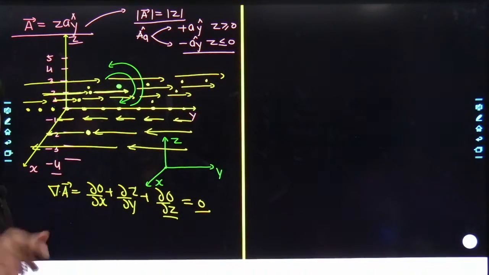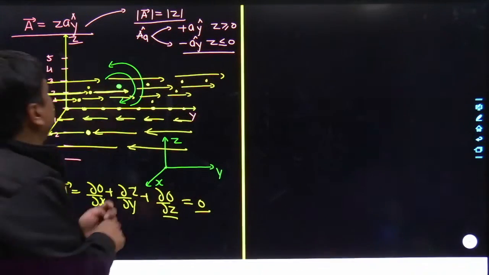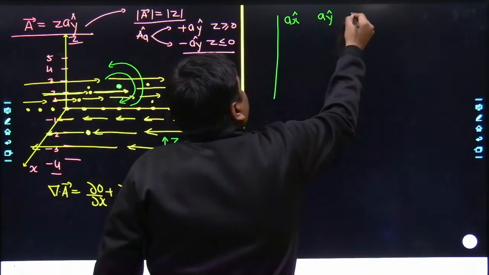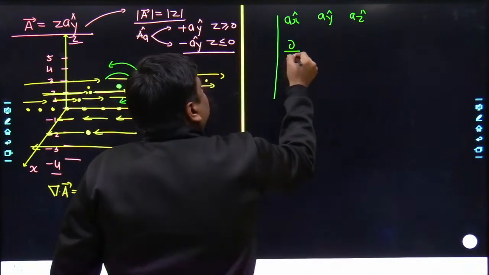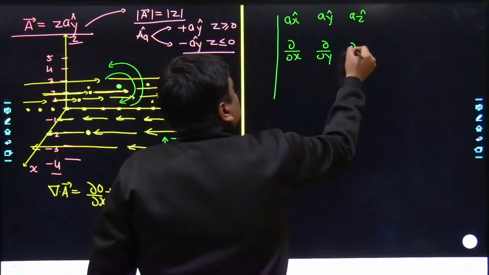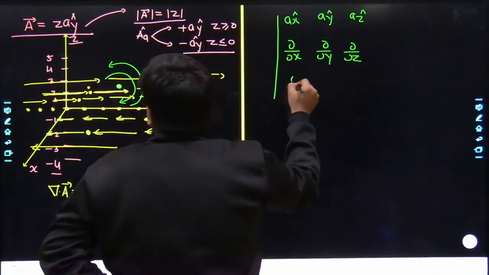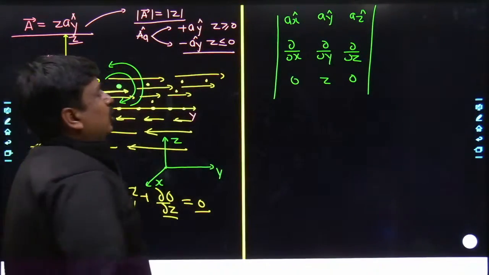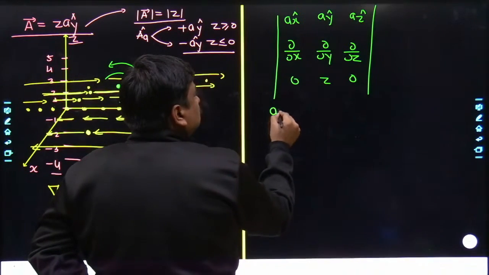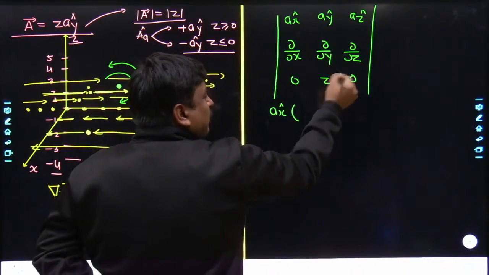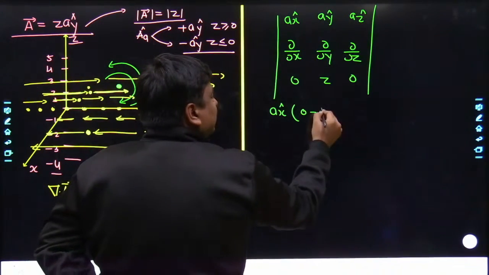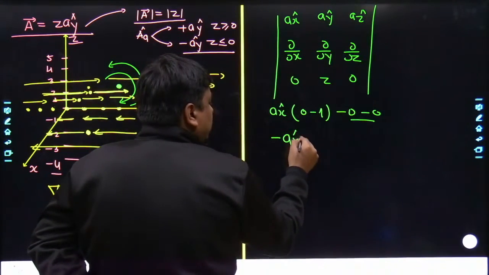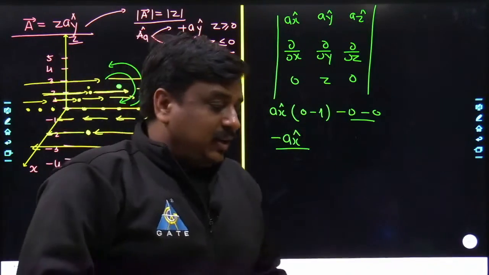Would it be positive or negative? Definitely it has to be negative. If you want, you can do that now. The curl is simply the determinant of ax cap, ay cap, az cap, dou of dou x, dou of dou y, dou of dou z, and here it goes 0, z, 0. What is going to be the value of ax cap? Dou of dou y of 0, that's 0, minus dou of dou z of z, that's minus 1. And the rest of the components are simply 0. And you can see very well it is minus of ax cap.